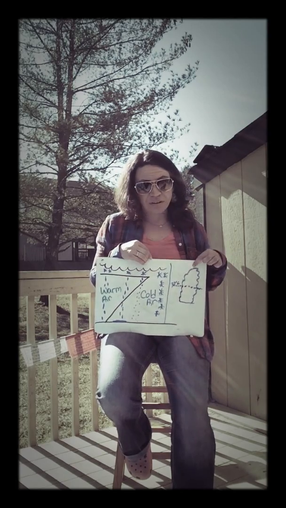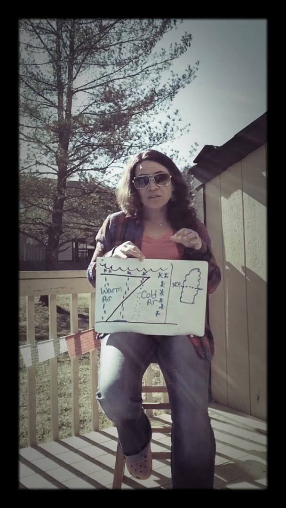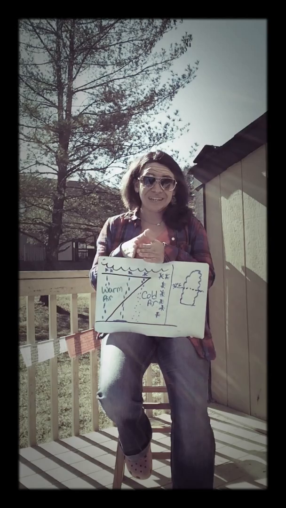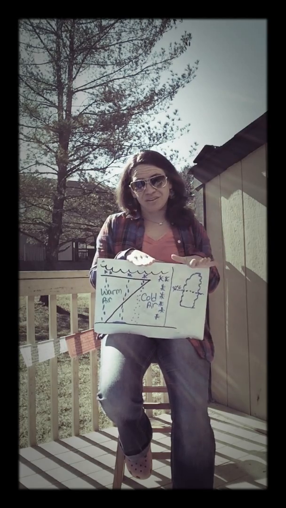So hail is with severe thunderstorms, sleet is with snow. So knowing the difference between the two is an important distinction. You're either dealing with slippery winter weather or you're dealing with a severe thunderstorm.